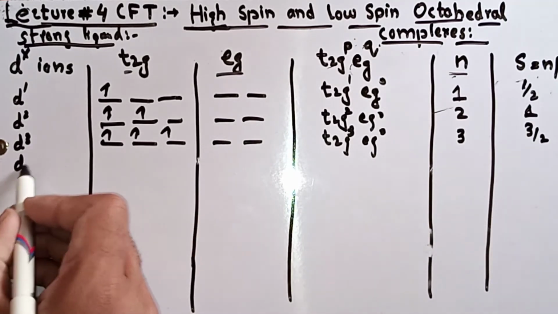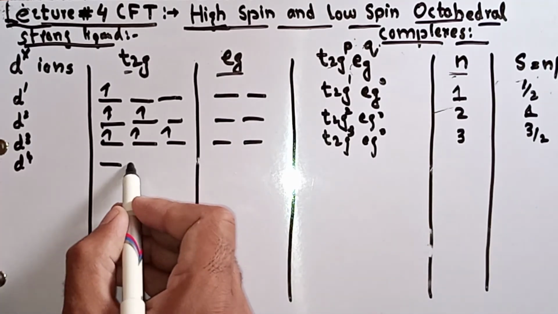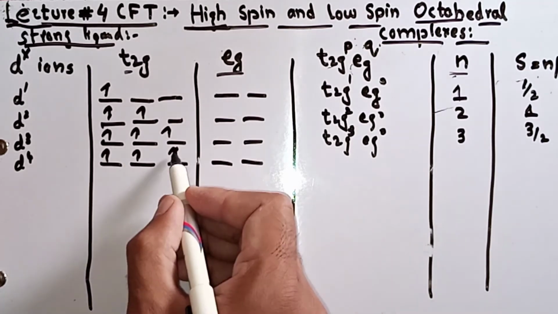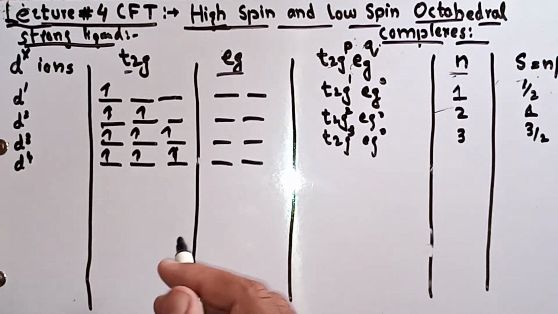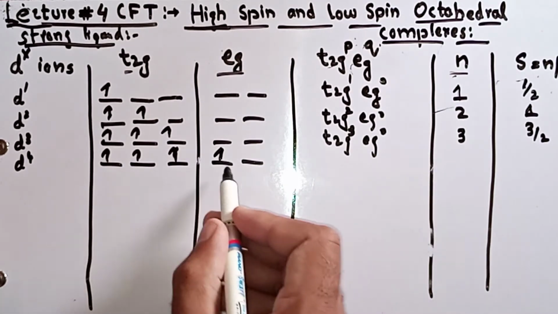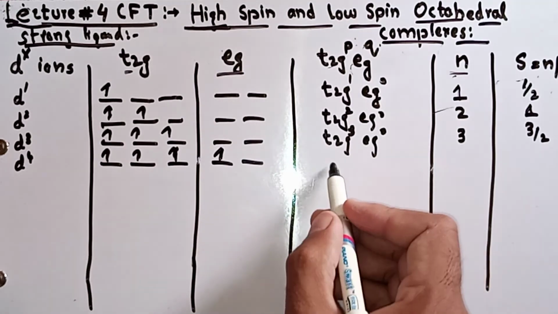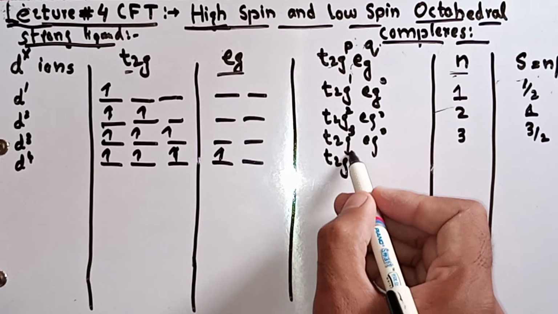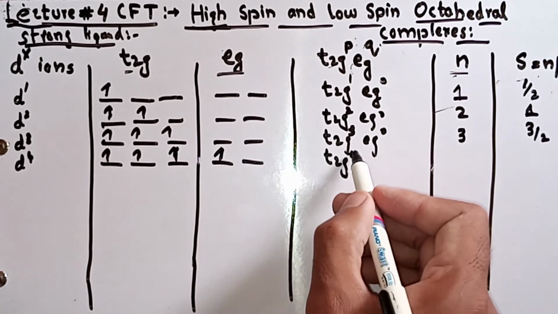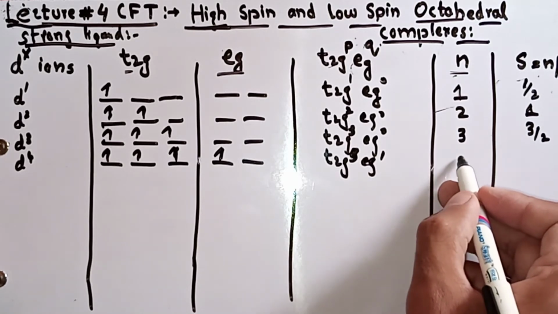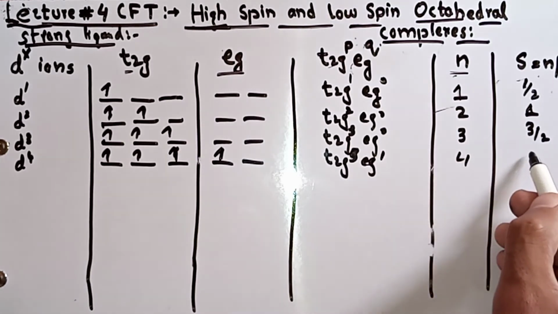In the D4 system, according to Hund's rule, the first electrons go singly unpaired. So an electron will go here in the EG set. When they go into the EG set, the T2G will have 3 electrons, while EG has 1 electron. So the total unpaired electrons is 4. 4 divided by 2 is equal to 2.